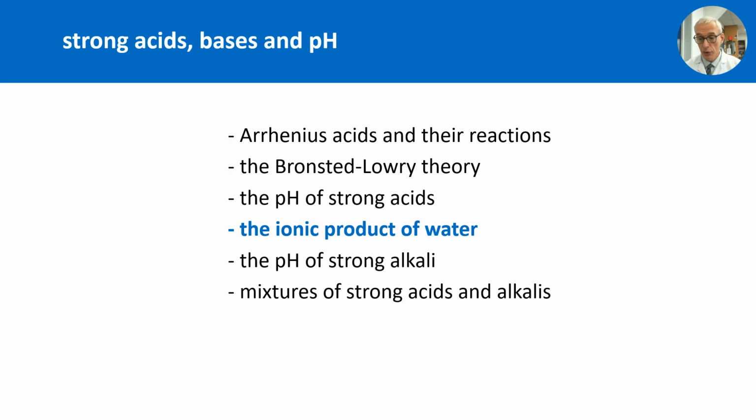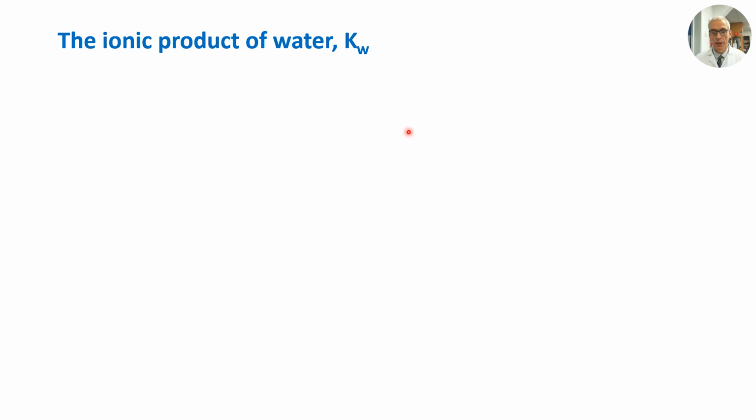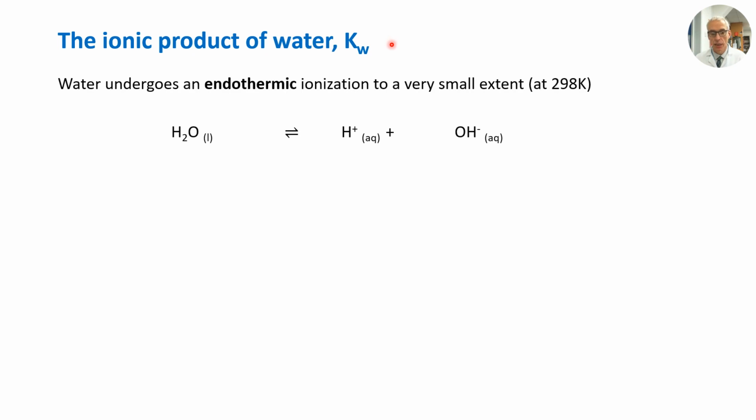The ionic product of water. The ionic product of water is given the symbol Kw. Now we know that water undergoes an ionization to a very small extent, and that ionization is endothermic. That is, we are breaking covalent bonds as we go from molecular water to the hydrogen ion and the hydroxide ion in aqueous solution.